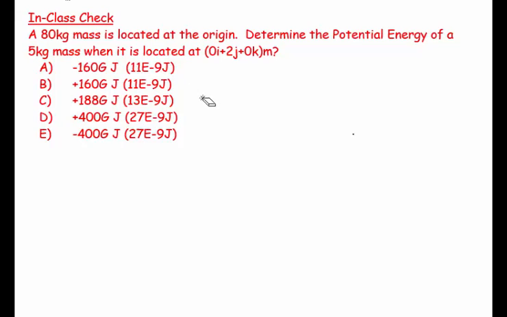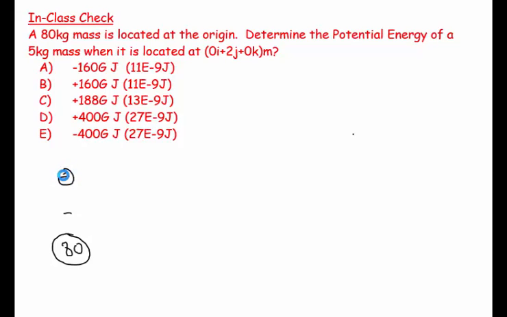Welcome. This question says an 80 kilogram mass is located at the origin. Determine the potential energy of a 5 kilogram mass when it is located at 0i plus 2j plus 0k meters. So let's visualize. Here's my 80 kilogram mass, and then this is none in the x, 2 in the y, 0 in the k.